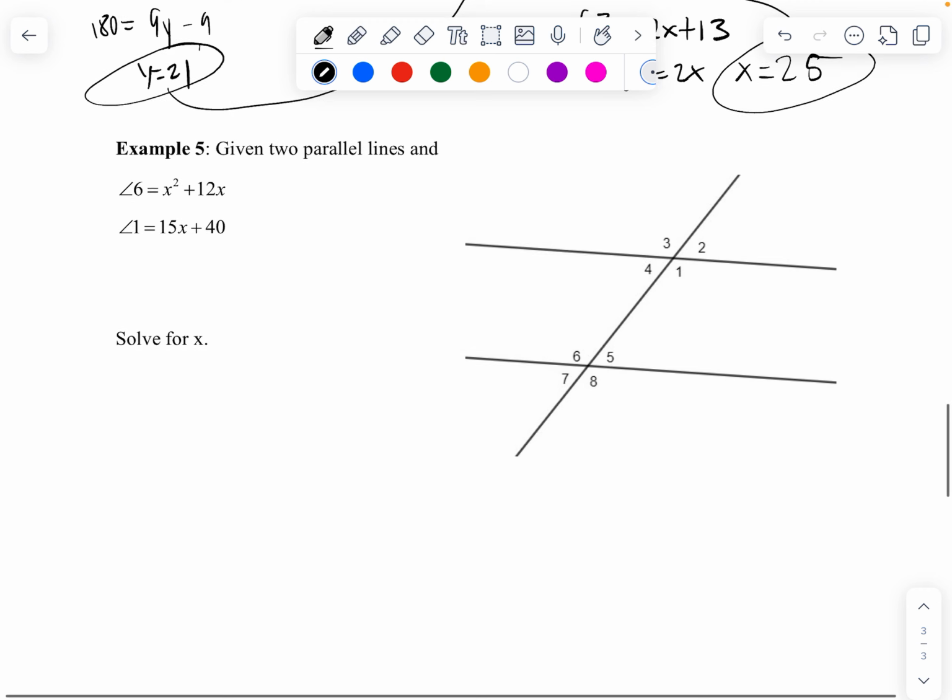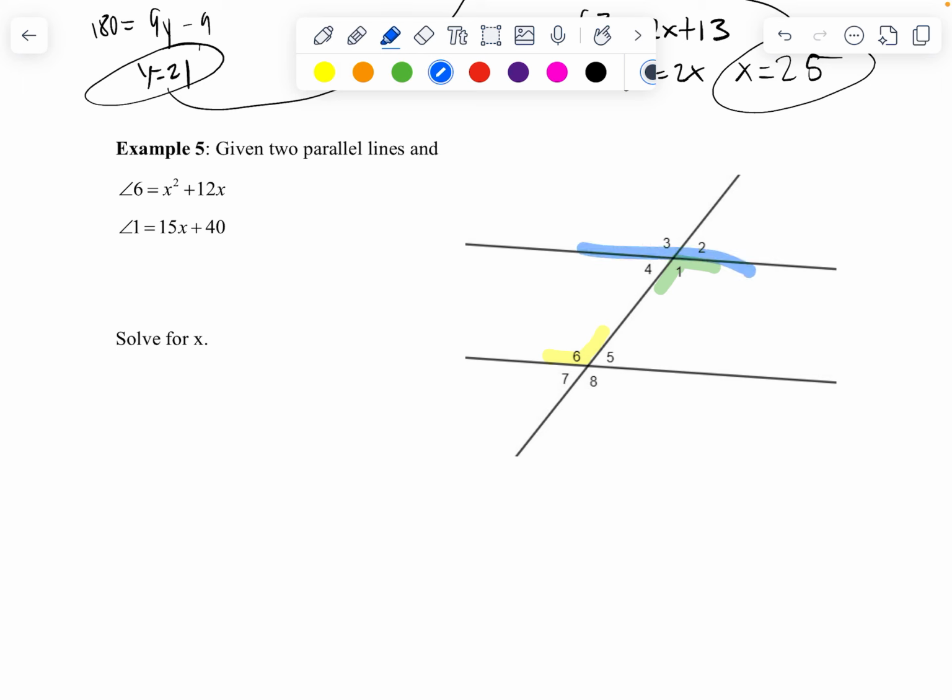And even if you have a quadratic like here, it's still going to be the same process, right? If you know angle 6 and you know angle 1, how do angle 6 and 1 relate? It's either they equal each other or they add up to 180. You'll notice that 6 and 1 are alternate interior angles, meaning that angle 6 equals angle 1. They are congruent. Well, you just happen to know what angle 6 is. That's x squared plus 12x. You just happen to know what angle 1 is. That's 15x plus 40, right? Now you have an equation.